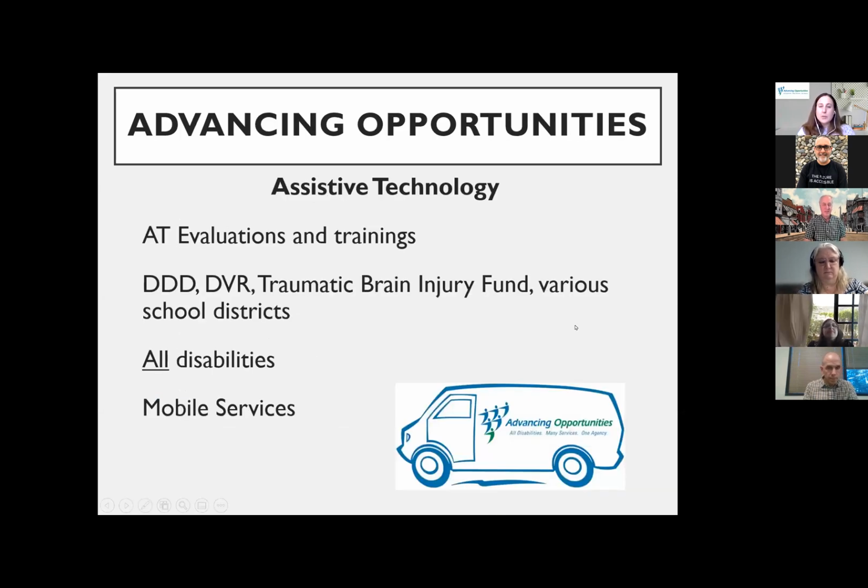Advancing Opportunities offers some assistive technology services in addition to our lending center that I'm going to talk about today. We also have assistive technology evaluations and trainings. We work with the Department of Developmental Disabilities, the Department of Vocational Rehab, the Traumatic Brain Injury Fund, and various school districts all throughout the state. We serve all disabilities. We also have mobile services, meaning our physical location is in Willingboro, but our employees live all over the state. So we serve the whole state, and we come to you, either to somebody's home or to their school or whatever works best for the situation.